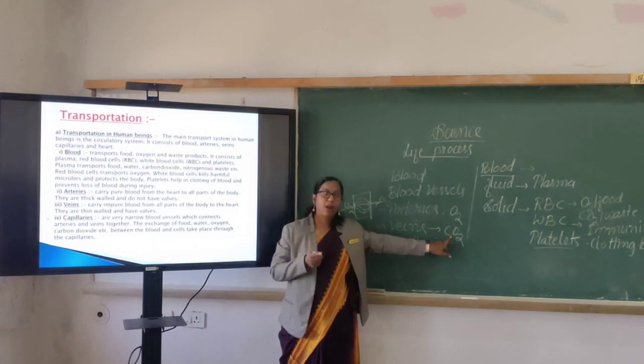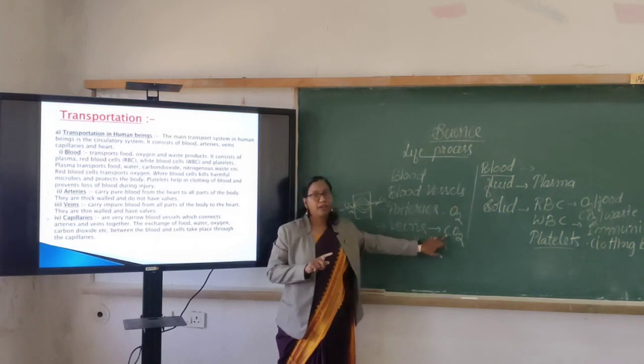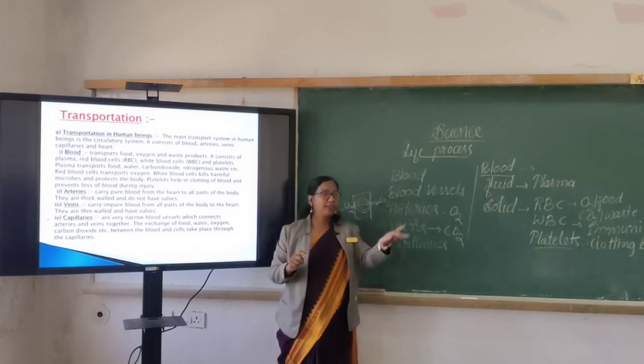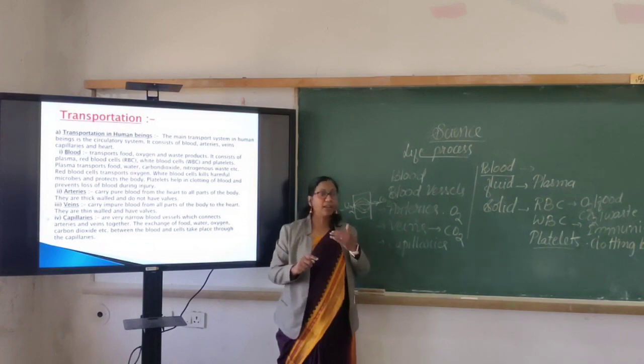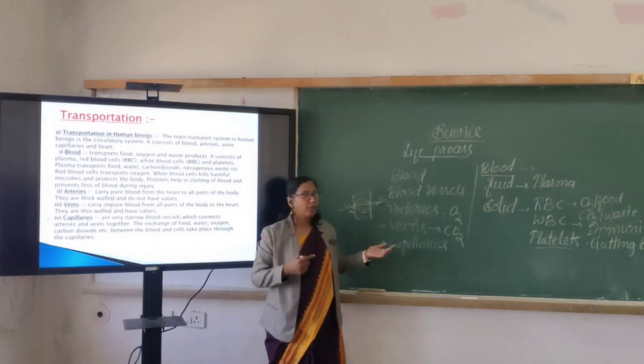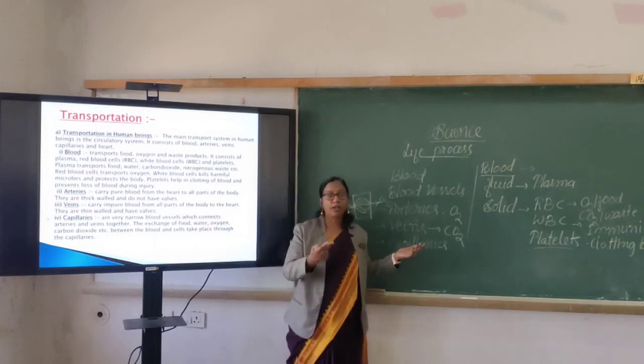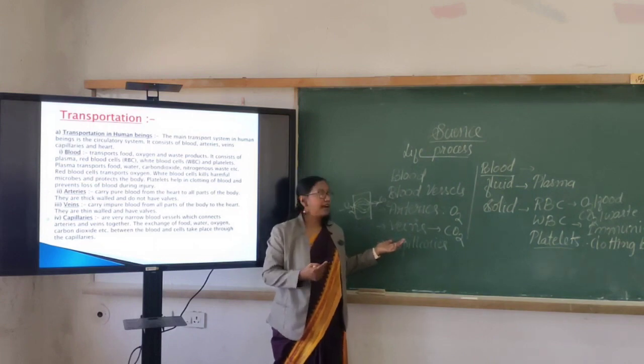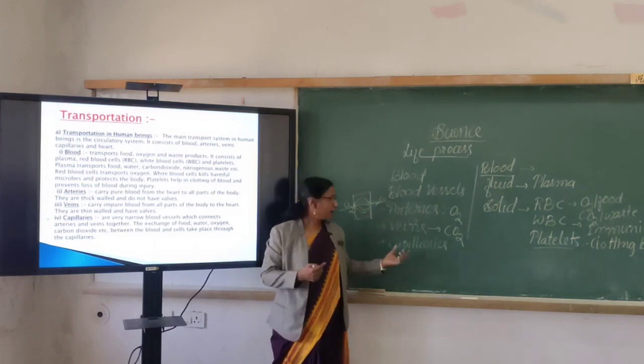And veins carry carbon dioxide rich blood. Means a lot of carbon dioxide will be carried by RBC from the cells, and they will give it to the lungs so that we can exhale it. We can exhale it or we can expire it. Whenever we breathe out, we remove the carbon dioxide from our body.